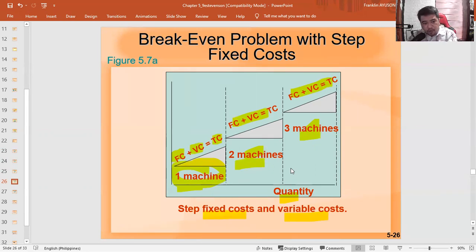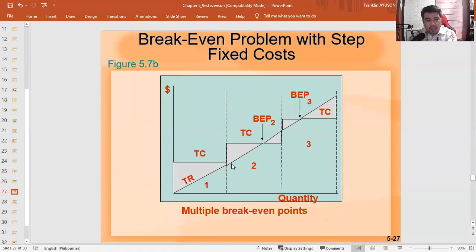Moving forward, this time we need to consider that there can be multiple break-even points, one per machine. For example, in this case, for machine 1, you have your total revenue and your total cost. For machine 2, you have your total cost, and this is now your break-even point. If you use machine 3, again, you have your break-even point in consideration with your total cost and your total revenue.